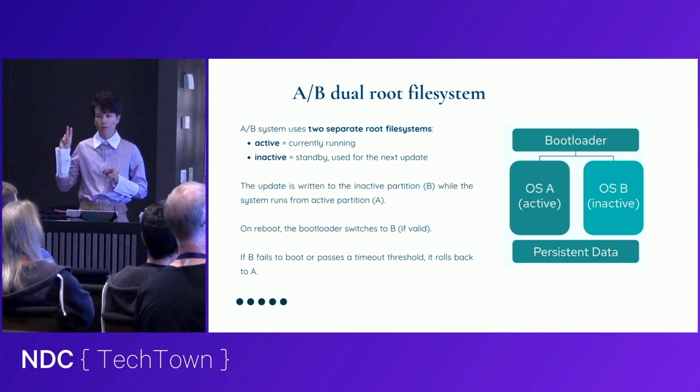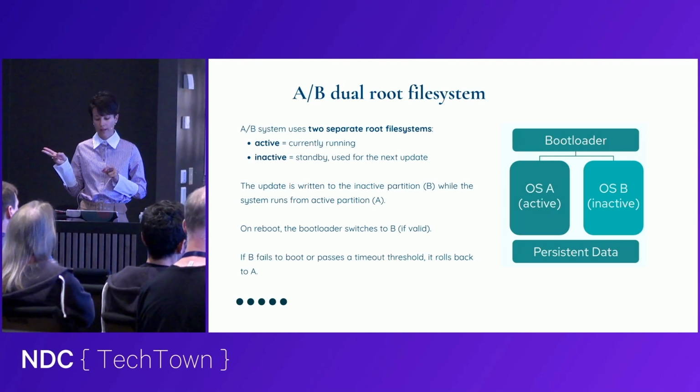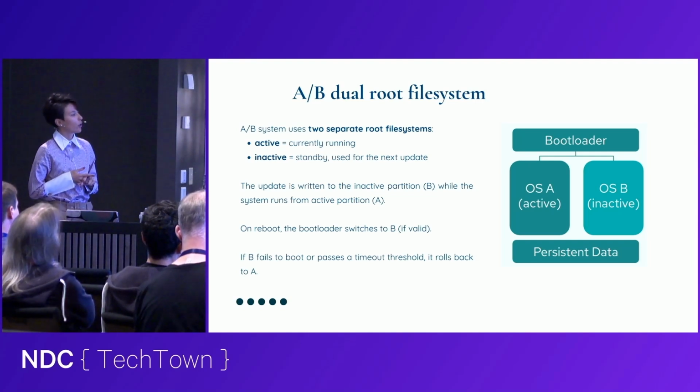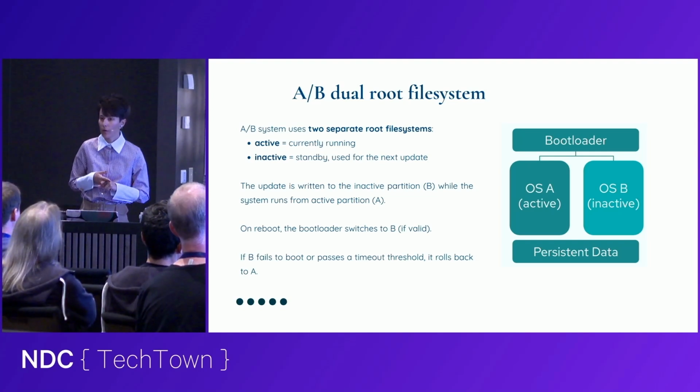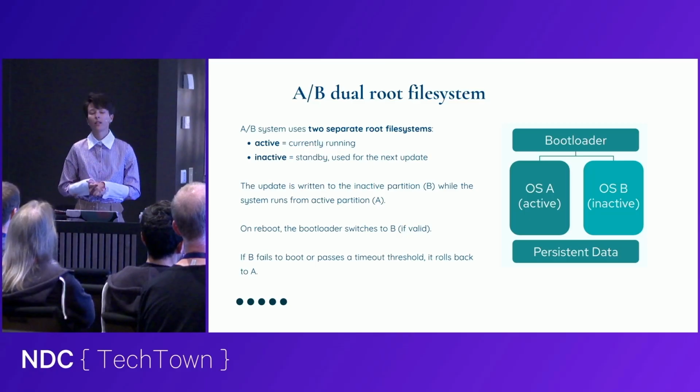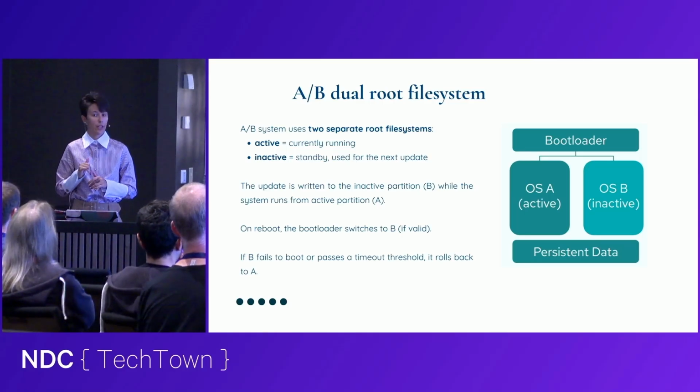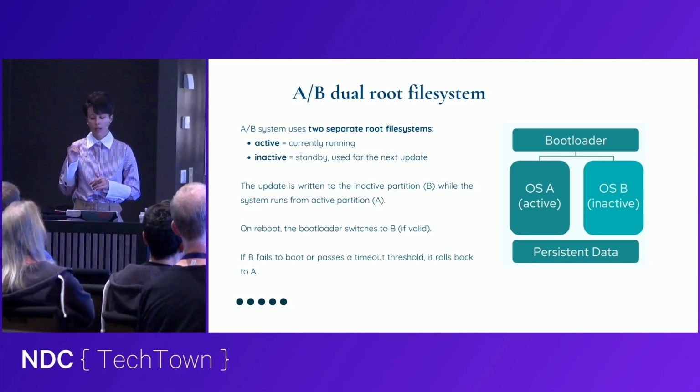So, why is there a need for 2 root file systems? First of all, like I said, your operating system will be running from partition A. Let's imagine that. When a new update comes in, the device polls the server, checks whether there is an update, and if there is, the device downloads the update while the OS is running from partition A, and begins silently installing the update to partition B.